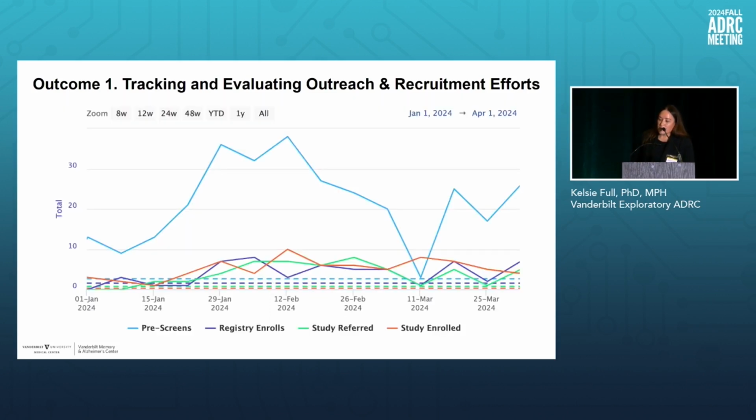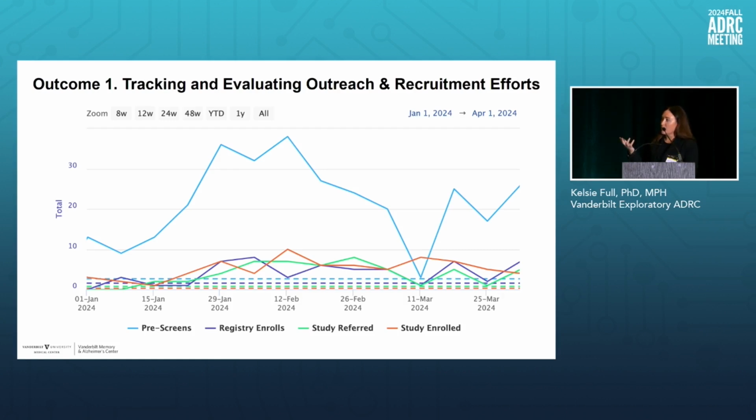So an example from this dashboard is the recruitment report. So this is just a snapshot in time of our recruitment activities from initial study inquiry and pre-screens, which is that light blue line, all the way to study enrollment, which is the orange line. And we can filter this by time points. So for progress reports, you can use it for that. We can also see small periods of time.